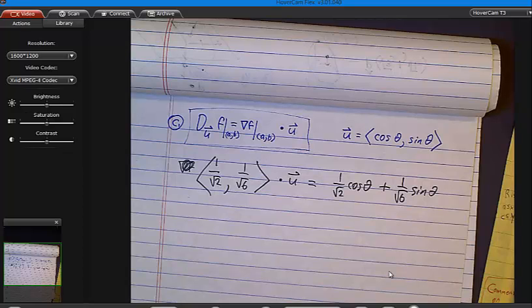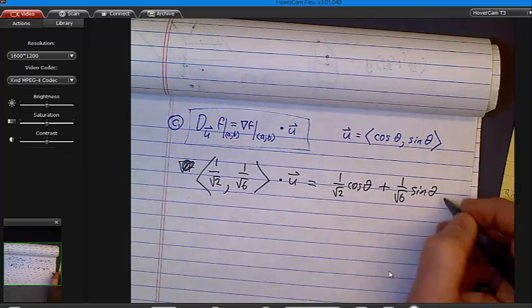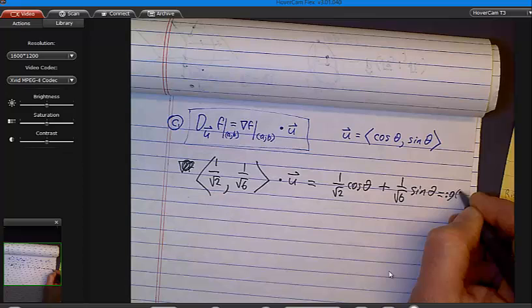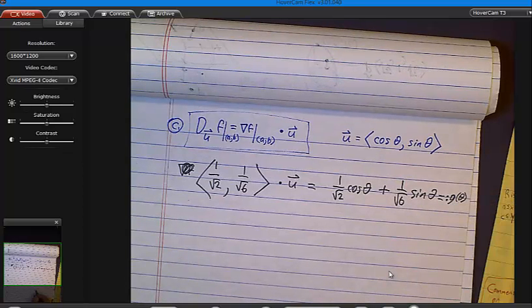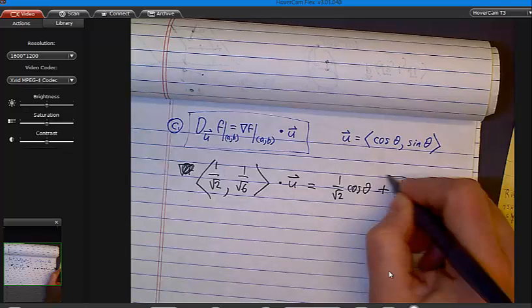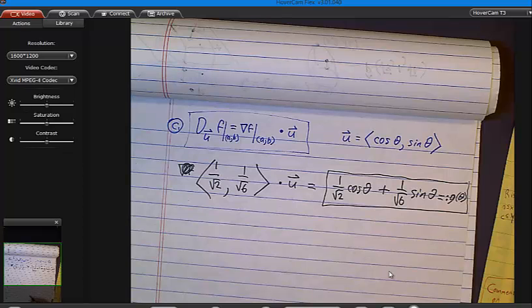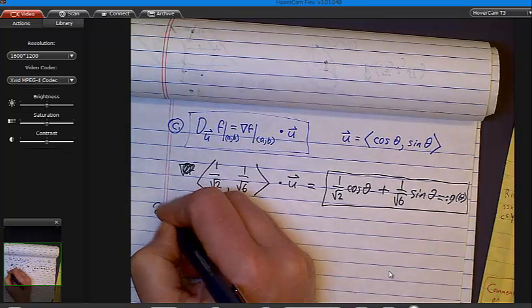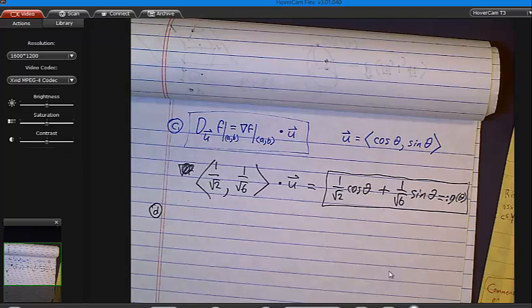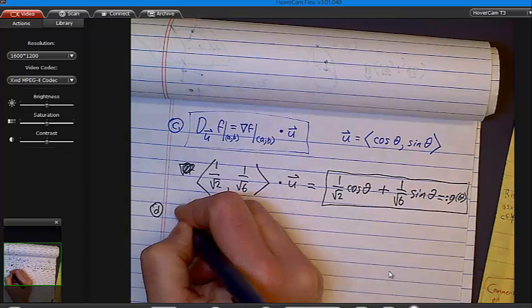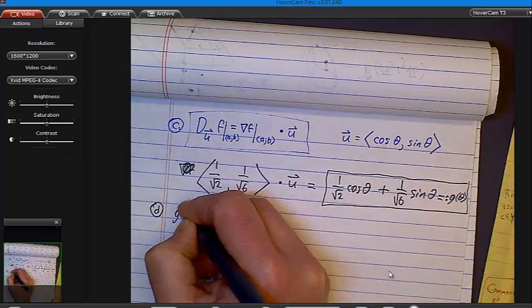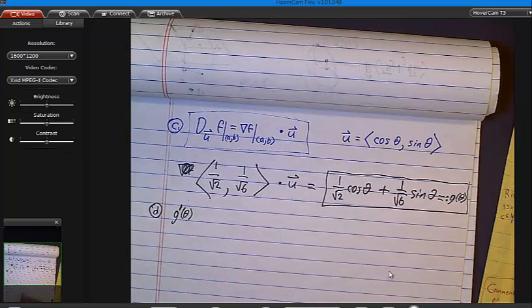Part D. Find the value of theta that maximizes g of theta. So call this thing g of theta. Well, how do you maximize g of theta? That's a Calc 1 problem. I mean, you know the answer because we already did it with the gradient. But if I were in Calc 1, I could take g of theta and compute g prime of theta.